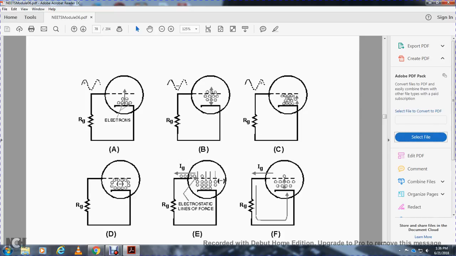Grid resistance of electrons, shown in views B, C, D, and the electrostatic lines of force, and the DC plate current passing through the grids to the cathode.